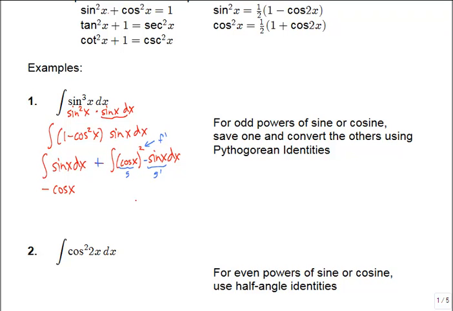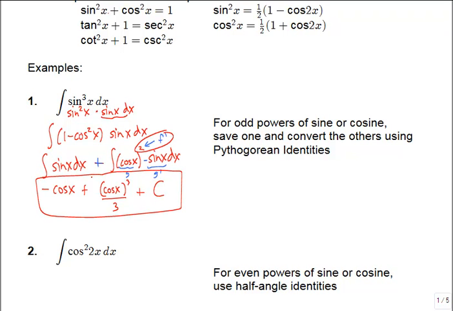When you have all the right pieces, the only piece that you actually integrate is that outer power. And the integral of a square is a cube over 3. The plus out front stays put, and what's inside stays put. So here is our final answer, and I can put on my plus c, and we did it. Okay, so for odd powers of sines or cosines, save one of them and then convert the rest of those even powers using your Pythagorean identities.